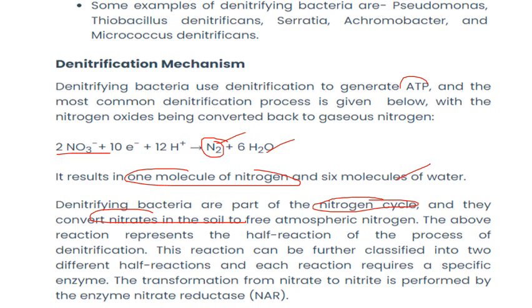So denitrifying bacteria are part of the nitrogen cycle, as they convert nitrates in the soil to free atmospheric nitrogen. This is called denitrification, and this reaction represents the half reaction of the process of denitrification. The reaction can further be classified into 2 different halves, and each reaction requires a specific enzyme. And the transformation from nitrate to nitrite is performed by the enzyme nitrate reductase.